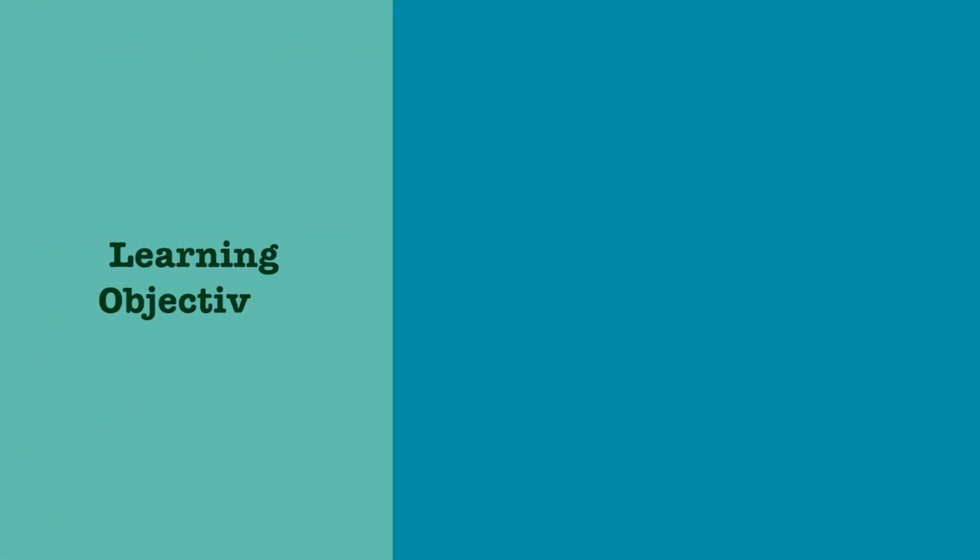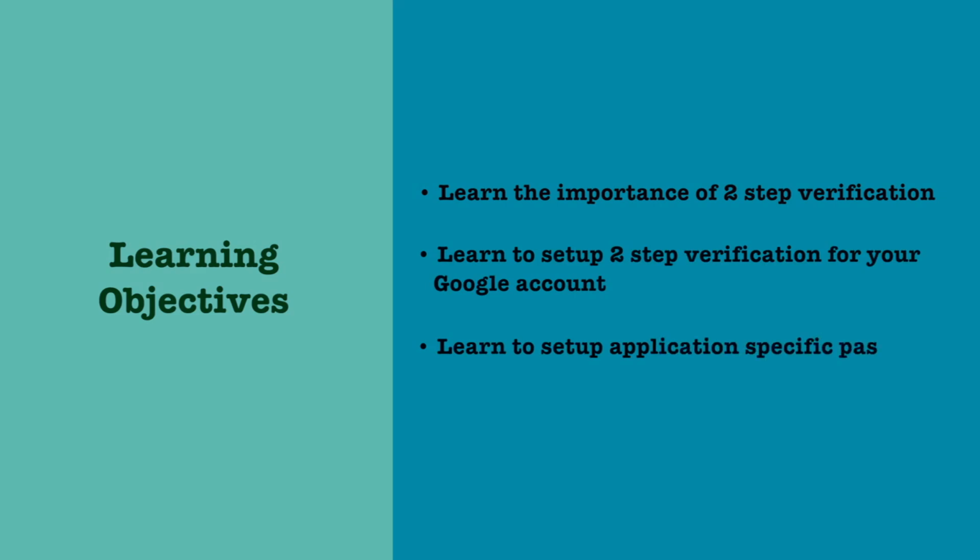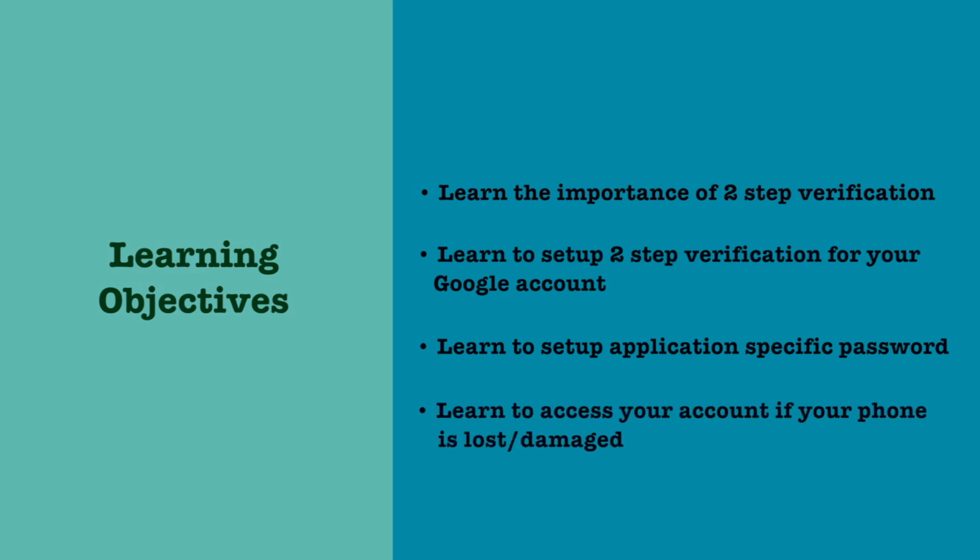Authentication. The learning objectives in this module are: we will learn about the importance of two-step verification or two-factor authentication. We will also learn to set up two-step verification for your own Google account. We will also see how to set up application-specific passwords. We will see how you can access your account if your phone is lost or damaged.